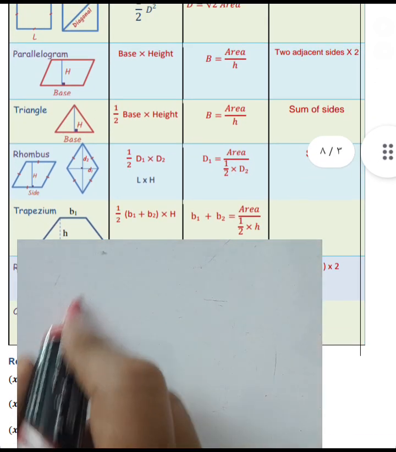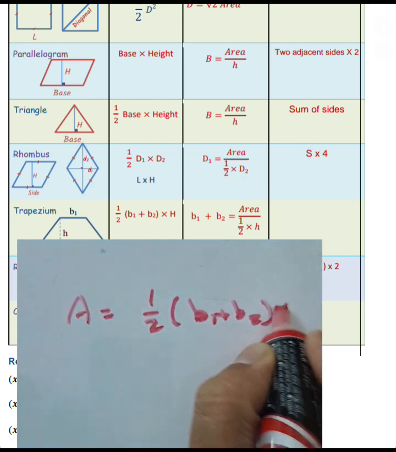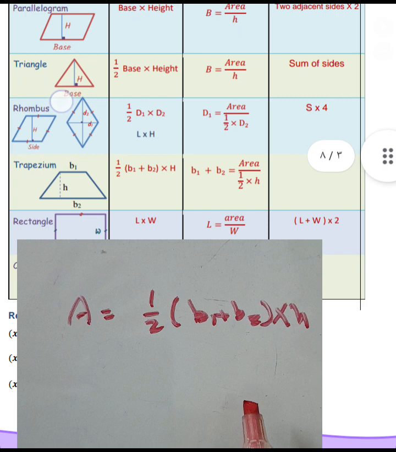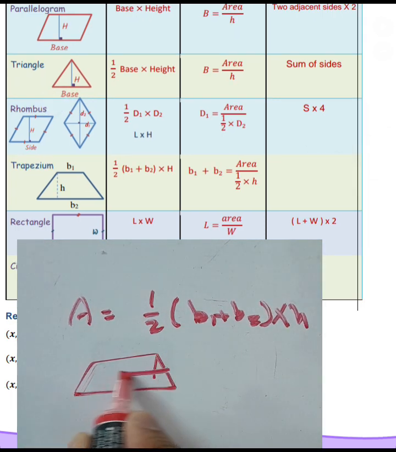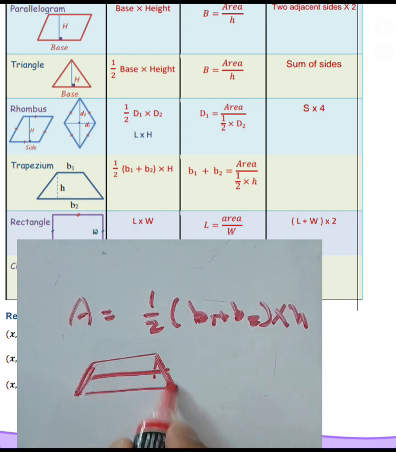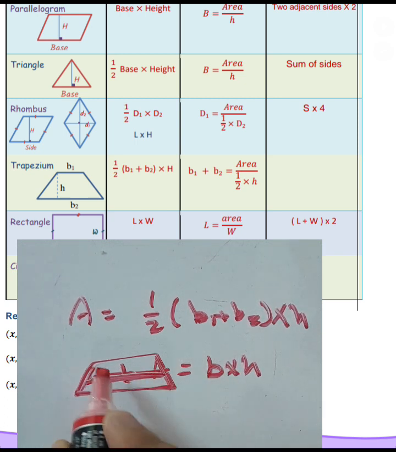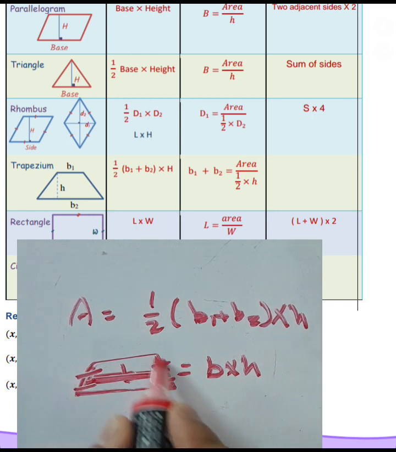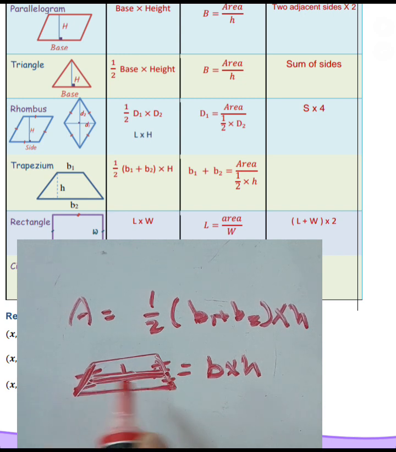Trapezium: the area of a trapezium equals half the sum of the two bases times the corresponding height. Or you can write the area of a trapezium as the middle base times the height. The middle base is the line segment joined between the two sides in the middle. We call it the middle base, times the height.